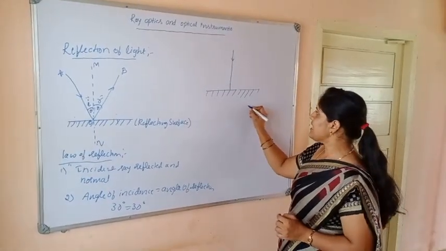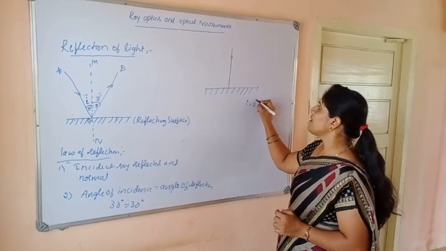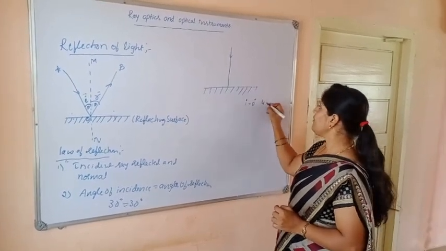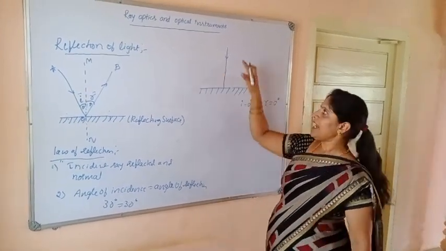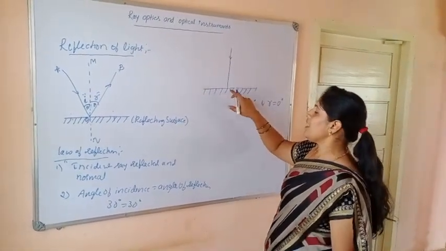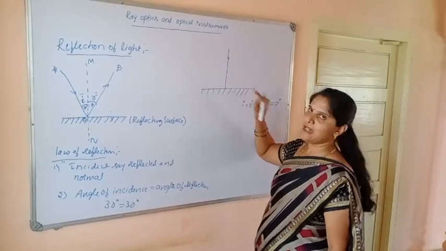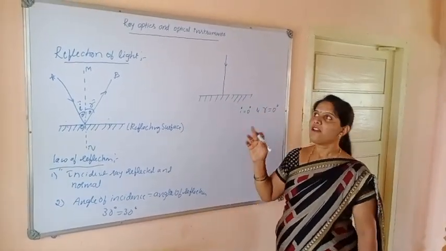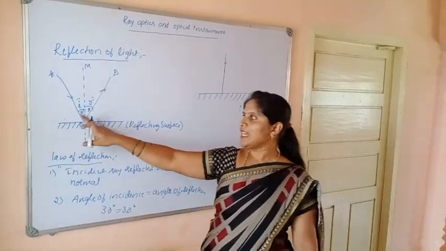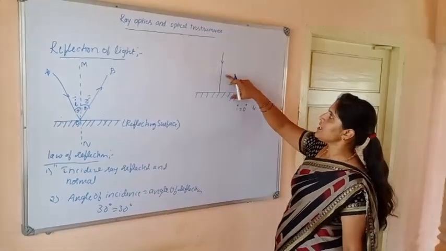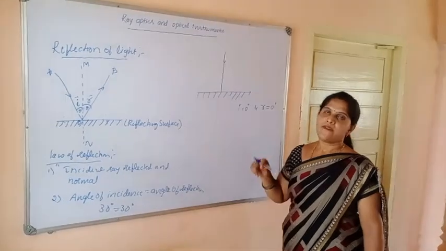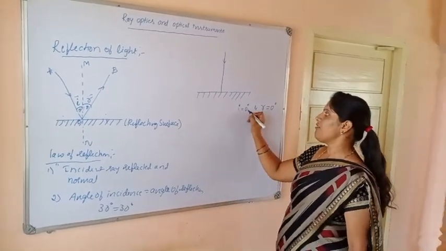The angle of incidence is equal to 0 degrees and the angle of reflection is also equal to 0 degrees, because when a ray of light is incident on the surface along the normal, we measure the angle of incidence with respect to the normal. Here the incident ray is parallel to the normal, therefore the angle of incidence is 0 degrees.